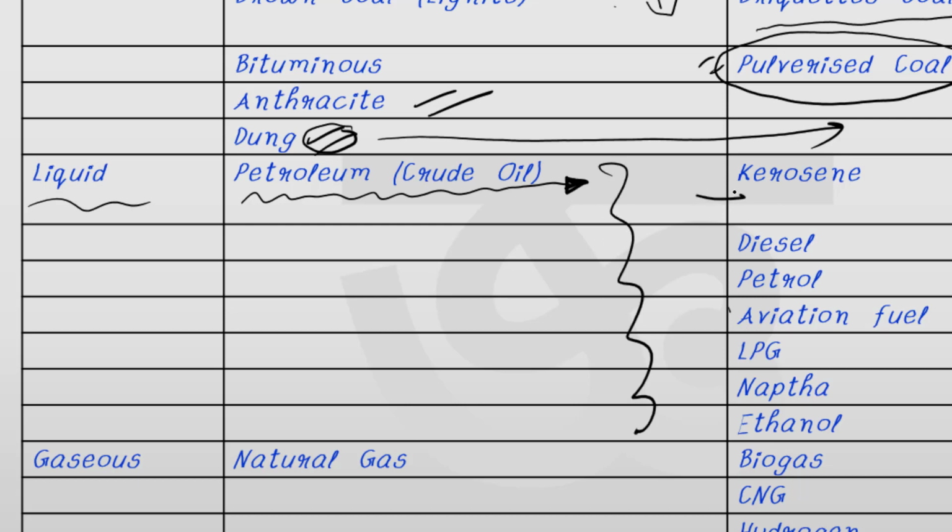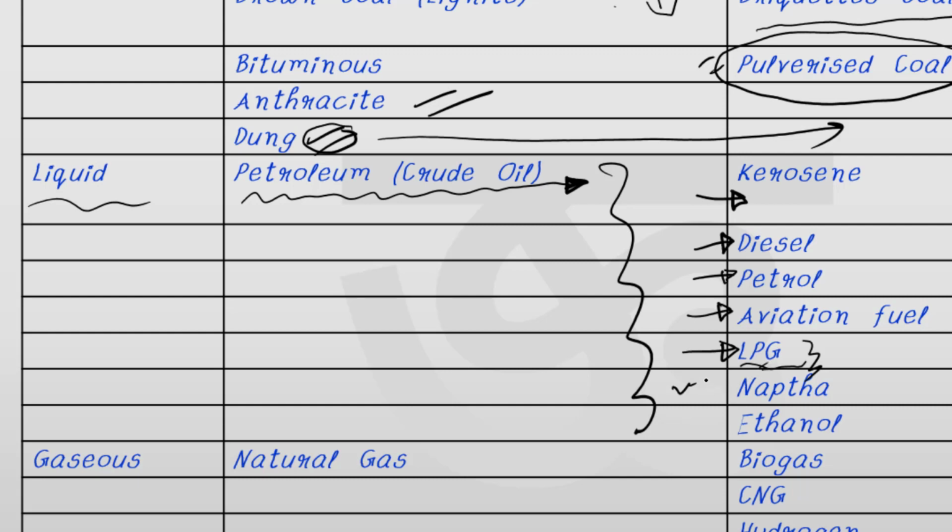Kerosene is a liquid fuel, diesel is a liquid fuel, petrol, aviation fuel used in aircraft, and LPG. This is a gaseous form, LPG, liquid petroleum gas. Why do I write LPG? Because it is liquefied. Actually it is a gas, but it is kept in liquid form under high pressure. That is why we can consider it as a liquid fuel.